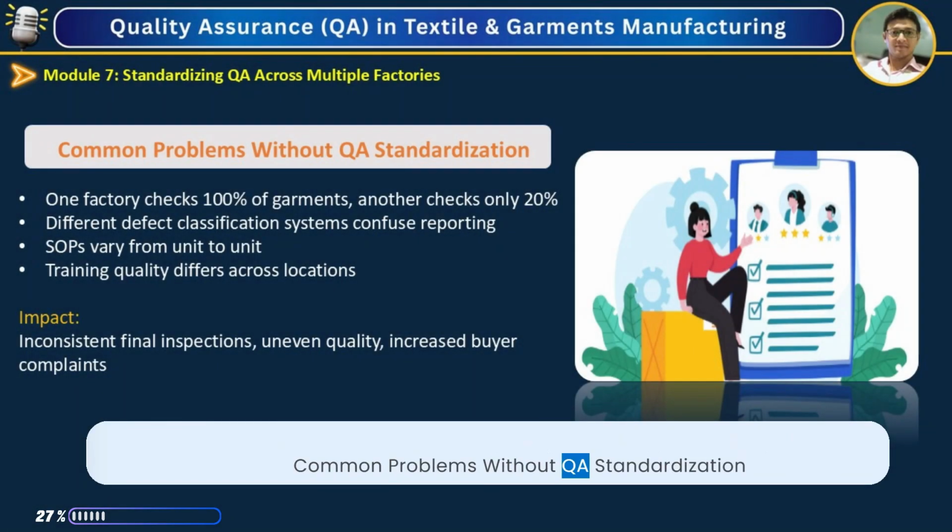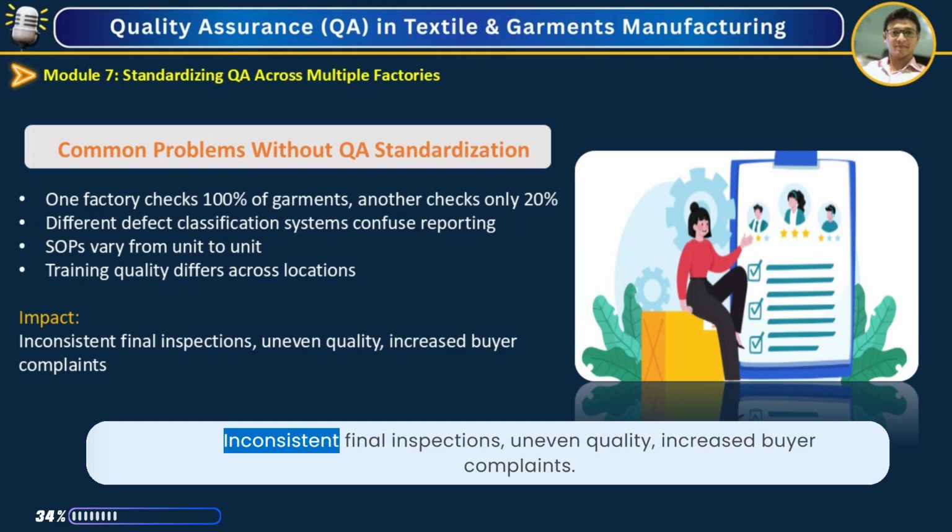Common problems without QA standardization. One factory checks 100% of garments, another checks only 20%. Different defect classification systems confuse reporting. SOPs vary from unit to unit. Training quality differs across locations. Impact: inconsistent final inspections, uneven quality, increased buyer complaints.